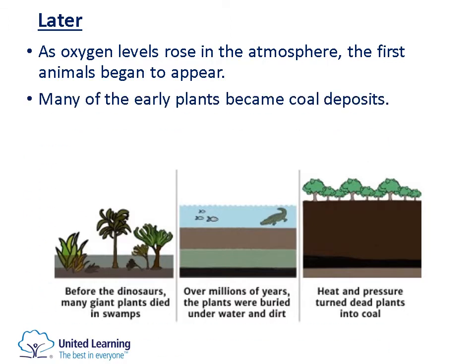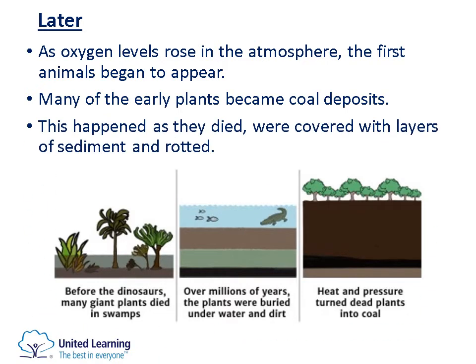So the early plants that we discussed earlier have been used to form fossil fuels. So that's been another way of locking carbon up from the atmosphere. And we know that fossil fuels form when they die. They get covered with layers of sediment, which is mud, and they rot, and it gets buried deeper and deeper over time, just like the diagram shows you.